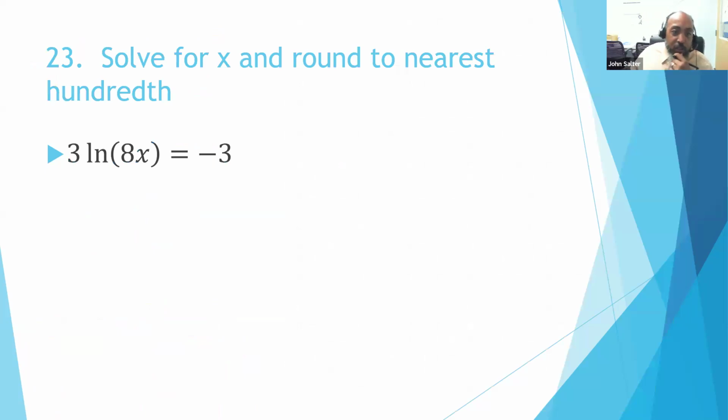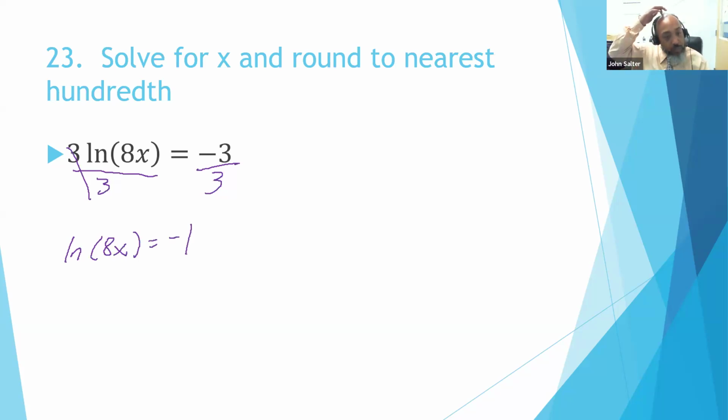Solve for x and round to the nearest hundredth. All right. Well, I have 3 times the natural log of 8x. First thing I'm going to do is divide by 3. And I get ln of 8x equals negative 1. All right. I'm now going to, there's a couple ways to do this. Either way, it looks the same.